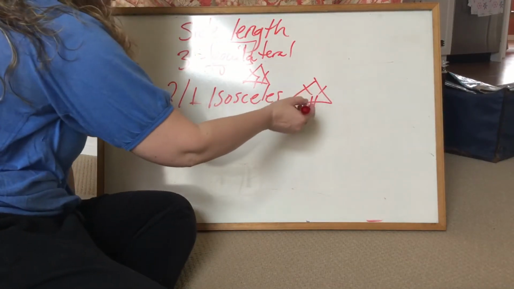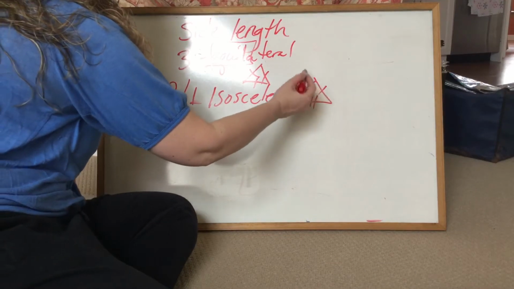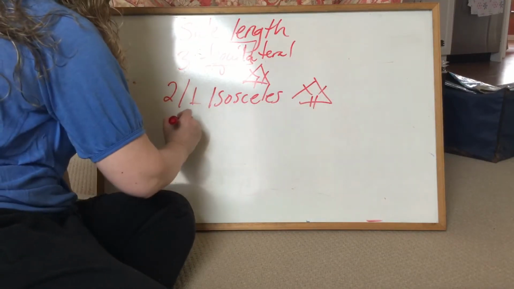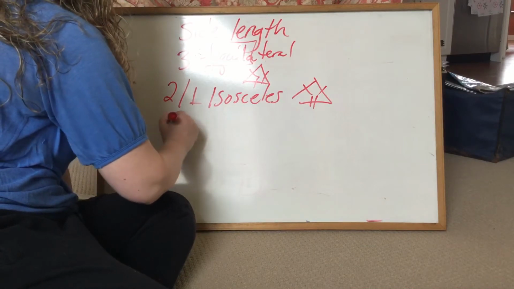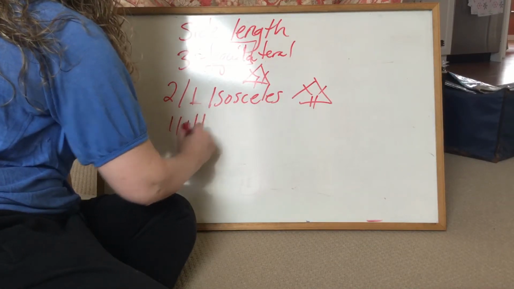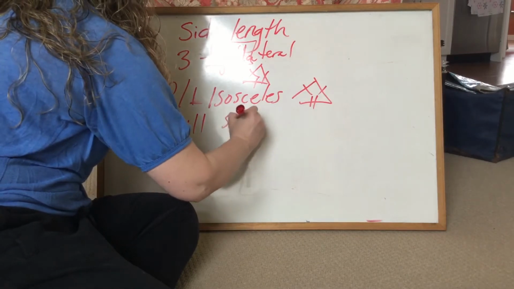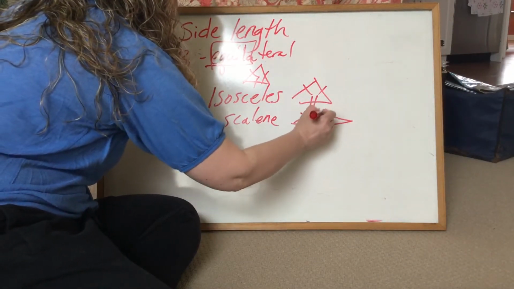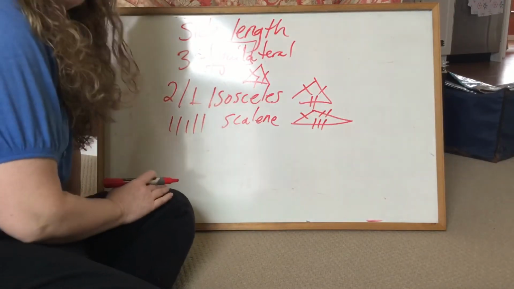These are called hash marks, and if there's one through each side, that means those are the same, and that indicates that this one is different. And then, of course, there's the one where they're all different. So it's 1, 1, 1, and that's called a scalene. That's when all three side lengths are different.